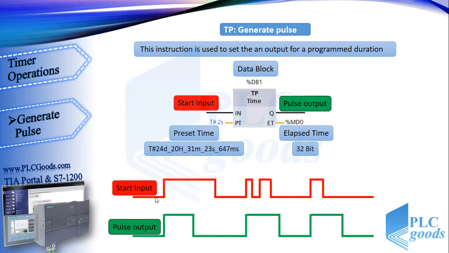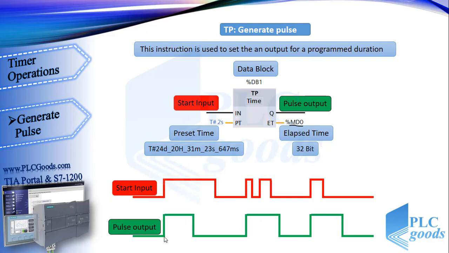Now see this diagram. When we have a positive edge at the start input, we'll have a pulse at the timer output for 2 seconds. As you see, if the start input remains 1, after 2 seconds we don't have another pulse until the next positive edge. See here, when the timer is on, it doesn't detect any positive edge which can make the timer start from the first. Pay attention here, if the start input changes to 0 before 2 seconds, this timer continues its work, and generates a pulse for 2 seconds.